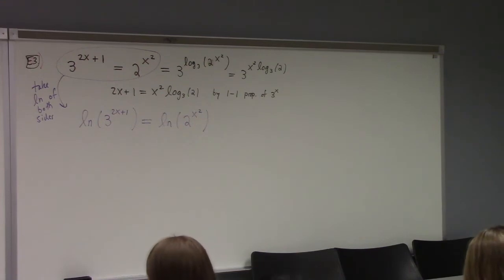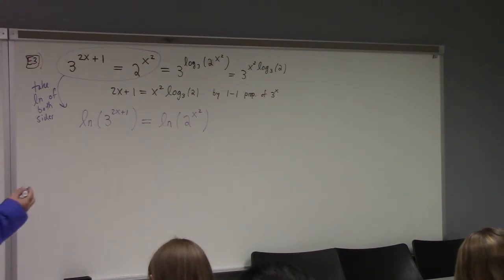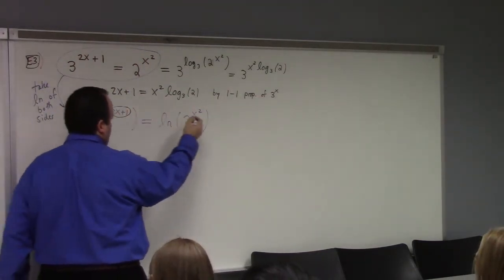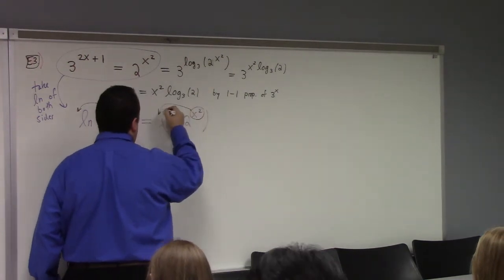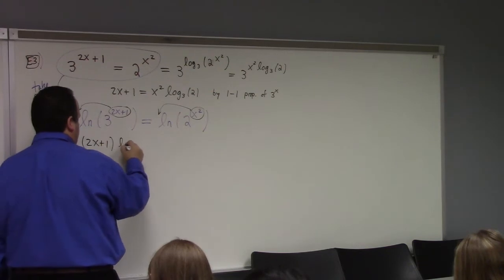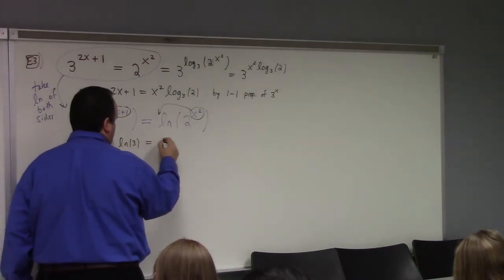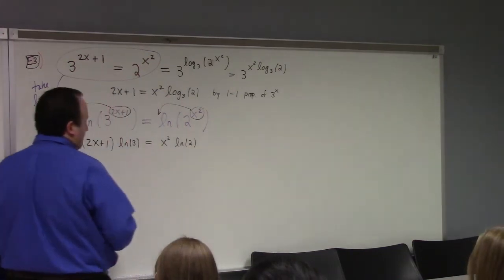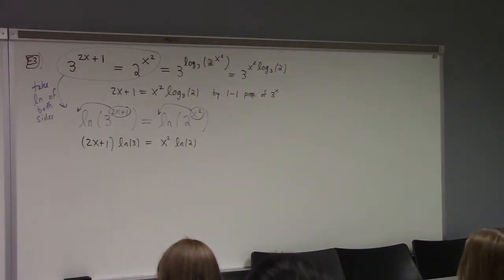So what should I do? Now what do I do? Well, now that I got that, we can make progress, right? So we can pull down by the power, by law number 2, we can pull this out, right? And we can pull that out. And so this gives us (2x plus 1) times the natural log of 3 equals x squared times the natural log of 2, right?